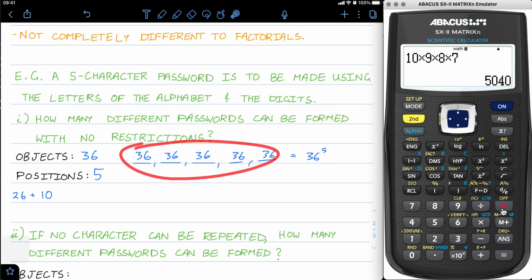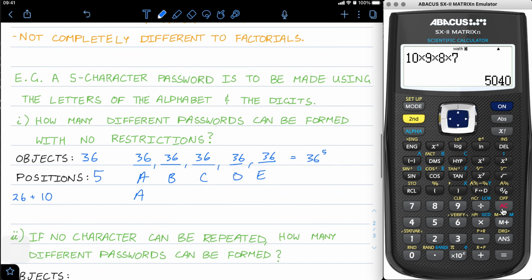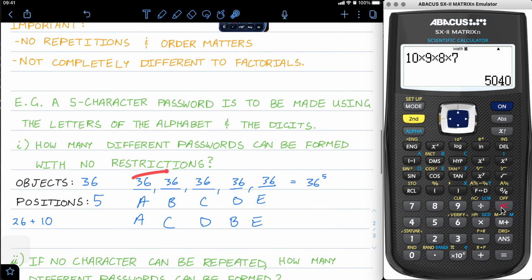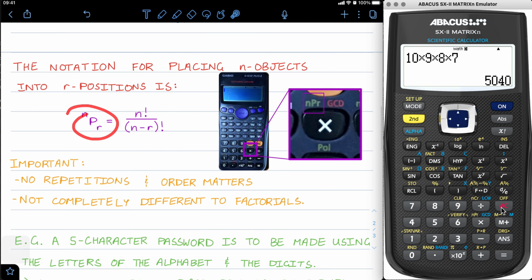So this, just to be very clear, is still a permutation because the order matters. So for example, a password of A, B, C, D, E is a different password to A, C, D, B, E. Even though we've mixed up the letters, this password is different from this password. The key definition for a permutation is that order matters. It's just that in this example, this is not using this notation. Okay, so in this notation, the restriction is no repetitions.